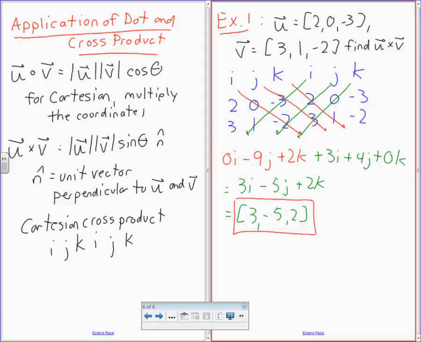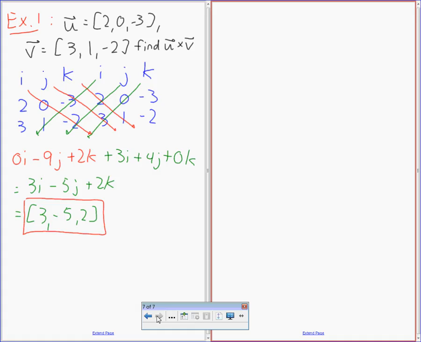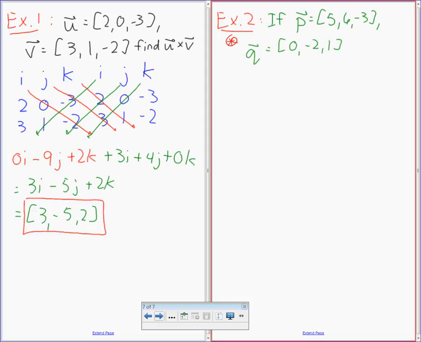Okay. All right. That said, I'm going to do one more question because we didn't cover this yesterday. I'm going to put a star beside this. Let's use P and Q. P equals 5, 6, negative 3. Q equals 0, negative 2, 1. Find n hat.